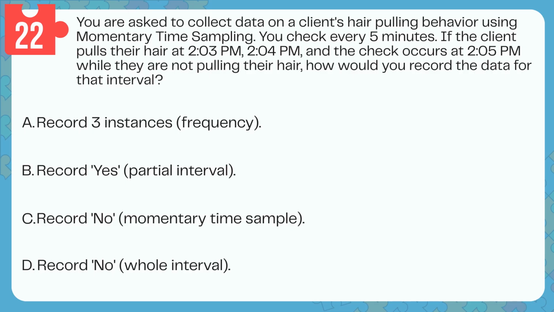Question 22. You are asked to collect data on a client's hair pulling behavior using momentary time sampling. You check every 5 minutes. If the client pulls their hair at 2:03 p.m., 2:04 p.m., and the check occurs at 2:05 p.m. while they are not pulling their hair, how would you record the data for that interval? A. Record 3 instances. Frequency. B. Record yes. Partial interval. C. Record no. Momentary time sample. D. Record no. Whole interval.